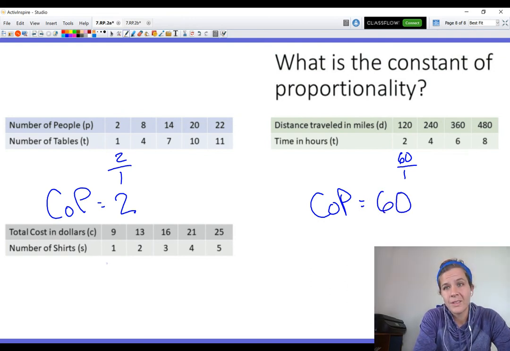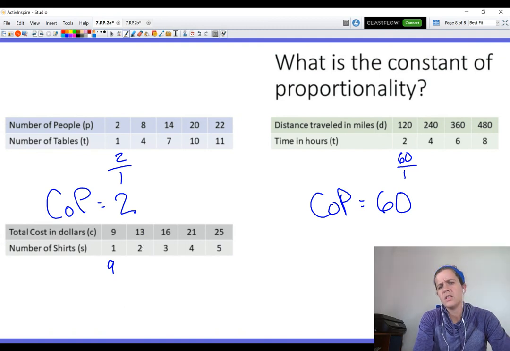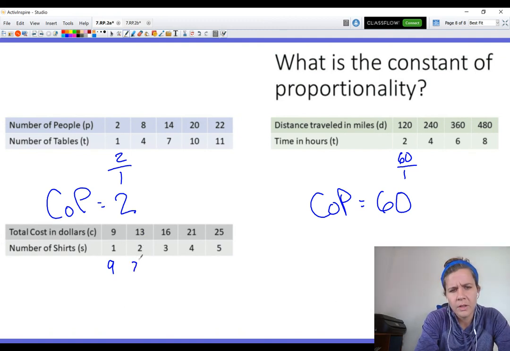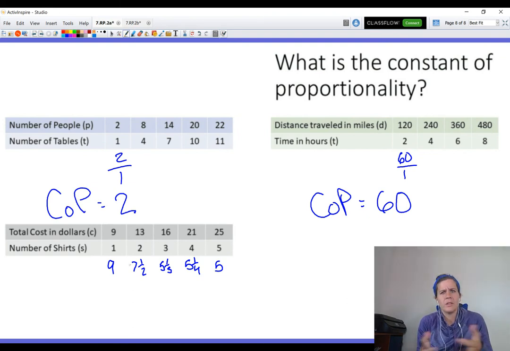On this gray one, we said it's not proportional at all because all these unit rates would be different. This unit rate would be 9. This unit rate, 13 divided by 2 is 7.5. 16 divided by 3 is 5 1/3. 21 divided by 4 is 5 1/4. And this unit rate ended up being 5. Those don't have the same unit rate. They're not proportional. They're not equivalent. This can't have a constant of proportionality if it's not proportional.